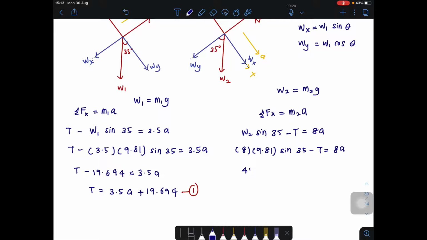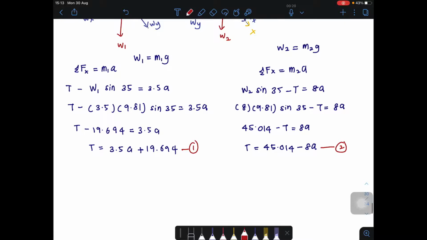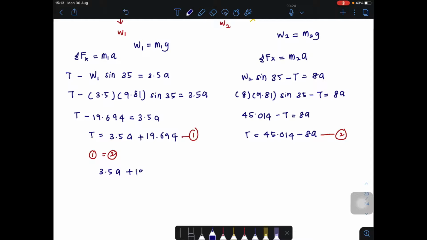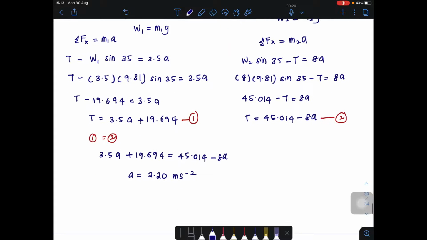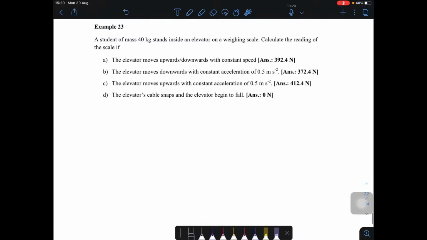So you will get 45.014 minus T equals 8a. T equals, so you will get the second equation. Okay, so we get two equations, and we can solve them as usual. So you can get a is equal to 2.20 meter per second squared. Now we can find the value for the tension. From equation 1, T is equal to 3.5, using the value for a. So you will get T equal to 27.39 Newton.